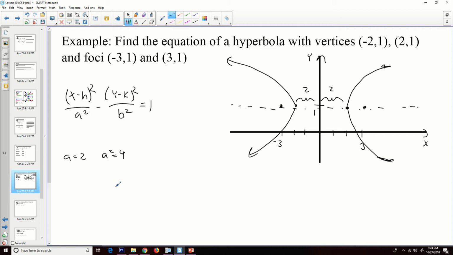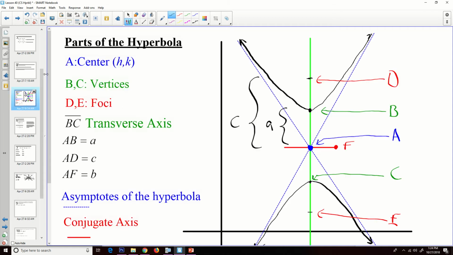All right. The next thing that I know is that this distance right here, in both cases, is 3 units. Now, if we go back to this diagram here, we know that the distance from the center to one of the foci is this c distance right there.